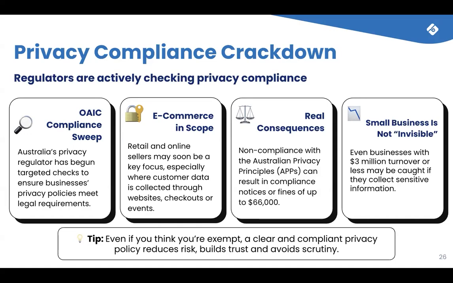So currently, a privacy policy that is non-compliant with the Australian Privacy Principles can result in a compliance notice or fines of up to $66,000. So even small businesses shouldn't assume that they are exempt, especially when sensitive information is involved, or if your industry is not exempt. So we are seeing a shift in how they enforce this. They're doing this enforcement, and we won't be surprised if they move on to online businesses next.